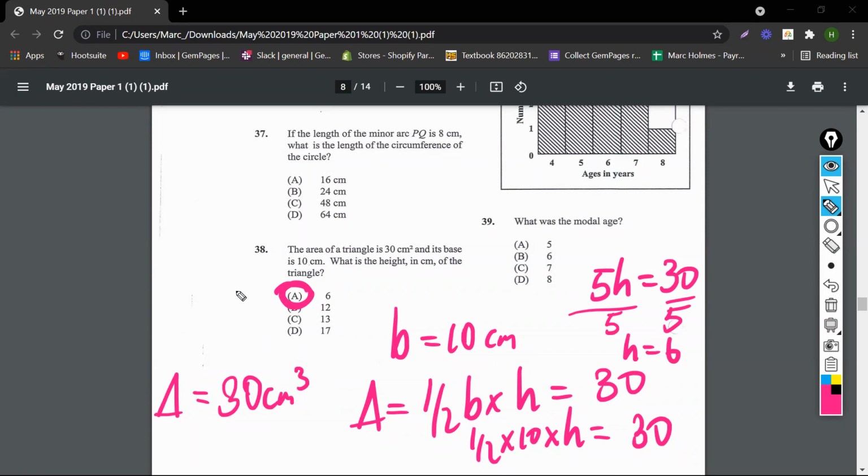Does that make sense, guys? It makes perfect sense. A half times 10 times 6 would end up giving me the 30. 2 into 10, 5. 5 times 6, 30 centimeters squared. So the height is definitely A.